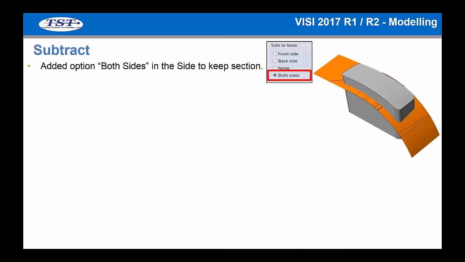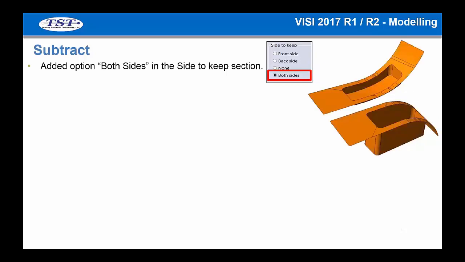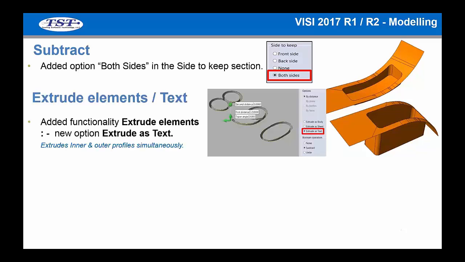Subtraction, we'll see the added option for both sides in the Side to Keep section, allowing us to have two different results at the same time. Also, as more of a review, is going to be that Extrude Elements text. We added the functionality to Extrude Elements with the new option of Extrude as Text. Extrudes the inner and outer profile simultaneously. For the 8s, the A's, the 9s, the 0s, that kind of thing.